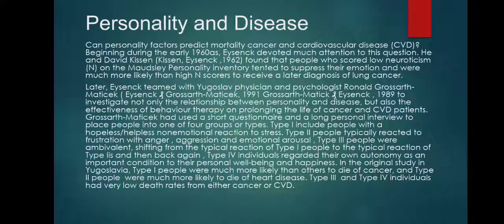Personality and disease. Can personality factors predict mortality, cancer, and cardiovascular disease (CVD) beginning during the early 1960s? Eysenck devoted much attention to this question. He and David Kissen, 1962, found that people who scored low on neuroticism on the Maudsley Personality Inventory tended to suppress their emotions and were much more likely than high scorers to receive a later diagnosis of lung cancer.